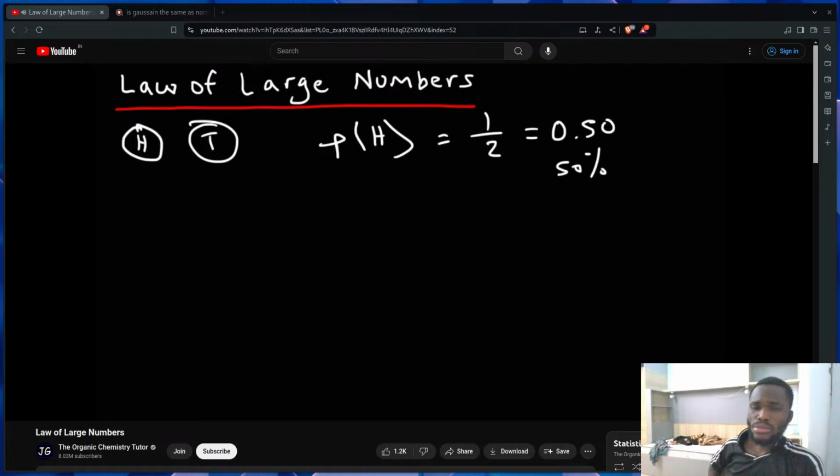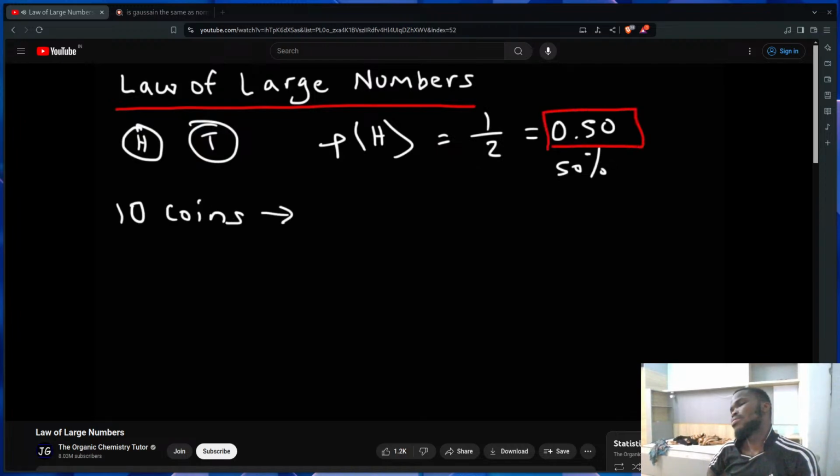Now, let's say if you flip 10 coins. Now, keep in mind, this is the theoretical probability of getting heads. But if you flip 10 coins, will you get 5 heads? Because that's 50% of 10. You may get 5 heads or you may not. You might get 4 heads and 6 tails. Thus, your observed probability in this case is 4 out of 10, or 40%.